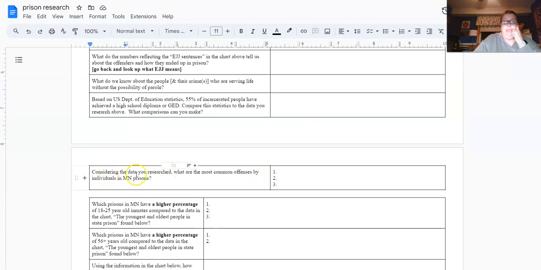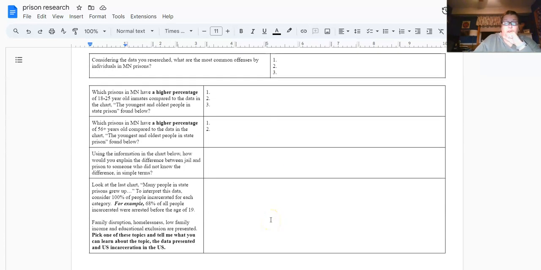The next one says, considering the data you researched, what is the most common offense by individuals in the Minnesota prison? What are the most common offenses by individuals in the Minnesota prisons? And I've given you a spot for 3. 3 of them are going to repeat over and over and over. There's a couple that get thrown in there, but there are 3 that are going to be the most dominant of the offenses.